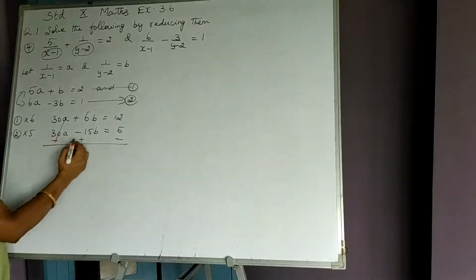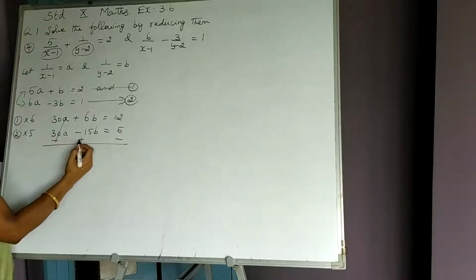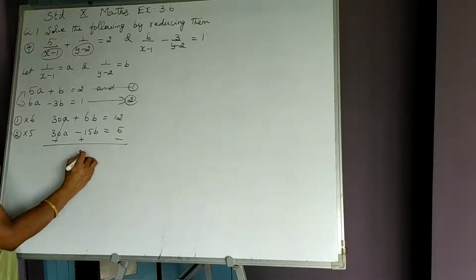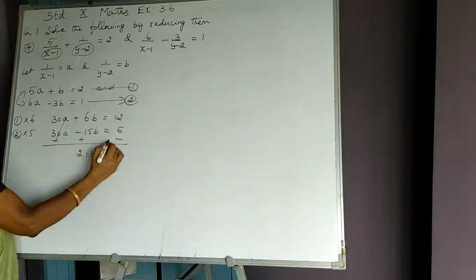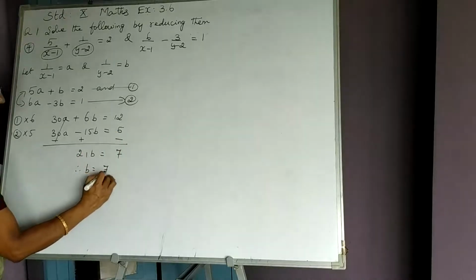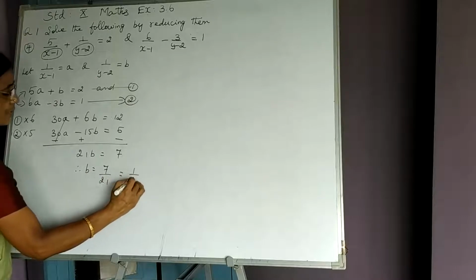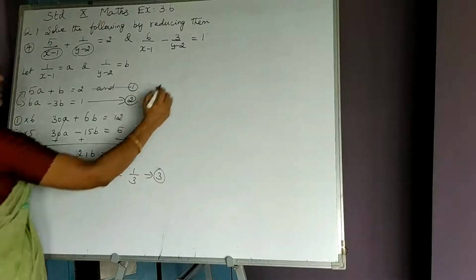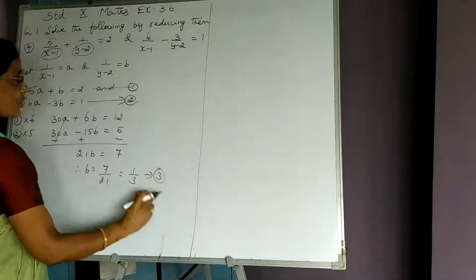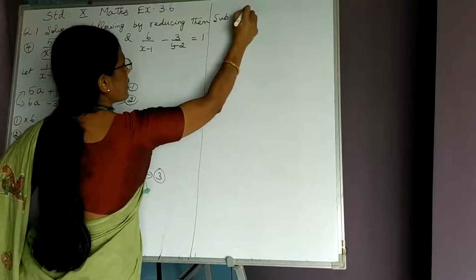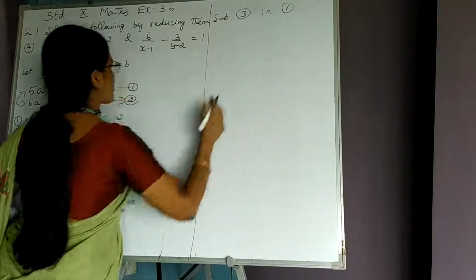This gets cancelled. 6 plus 15 becomes 21b is equal to 7. Therefore, b is 7 upon 21, which is equal to 1 upon 3. This is our third equation. This third equation we are going to use in the first equation. So, substituting third in the first equation.